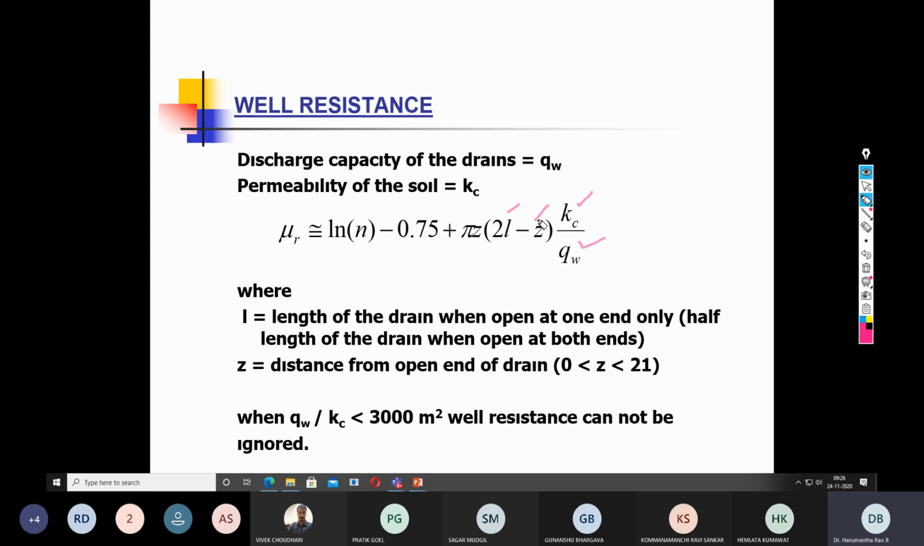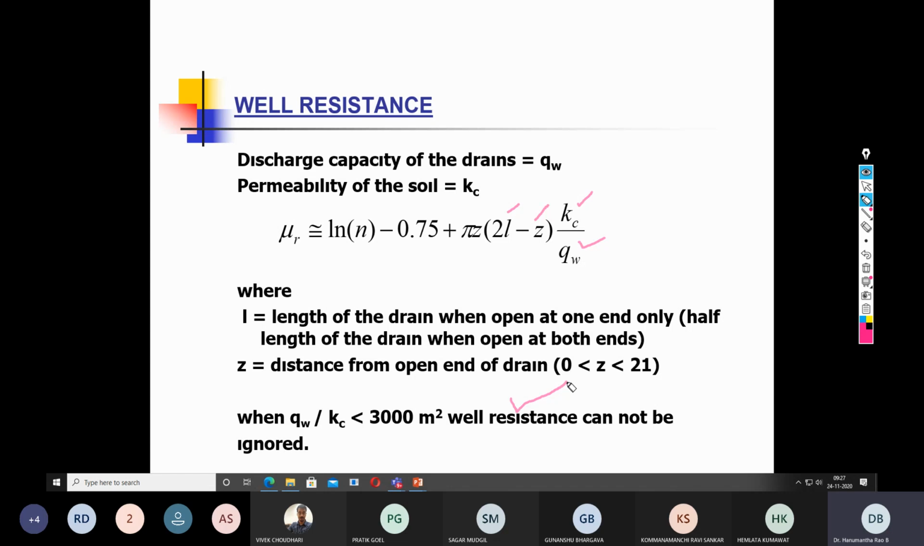When Qw by Kc, where Qw means the discharge capacity of the drain and Kc is the permeability of the soil, is less than 3000 meters squared, well resistance cannot be ignored. Well resistance is typically related to the drainage properties of the material. I was discussing the smear zone, a small thin layer of soil disturbed right adjacent to the borehole wall.